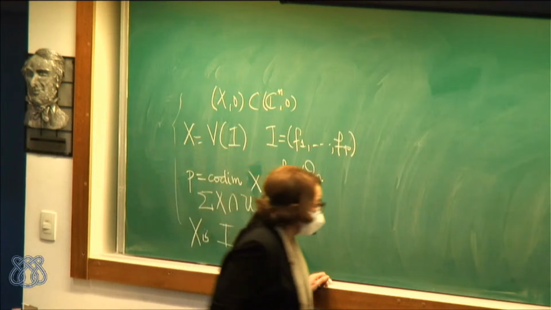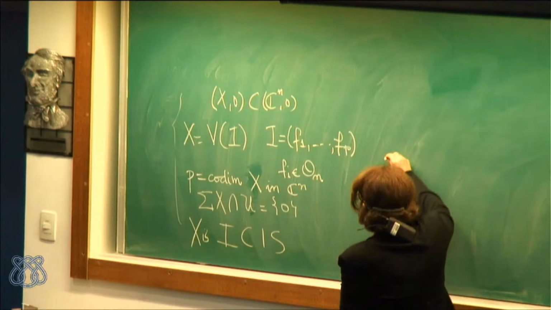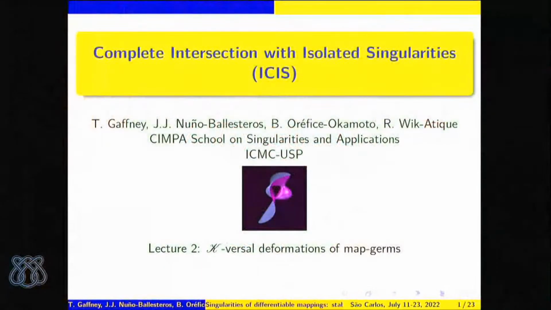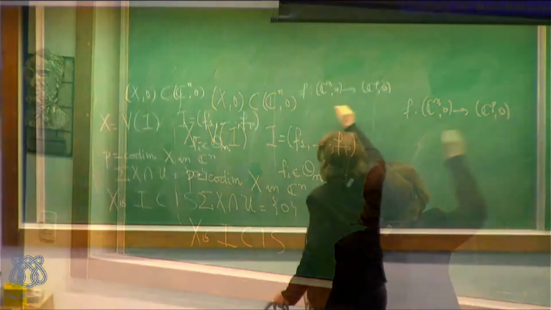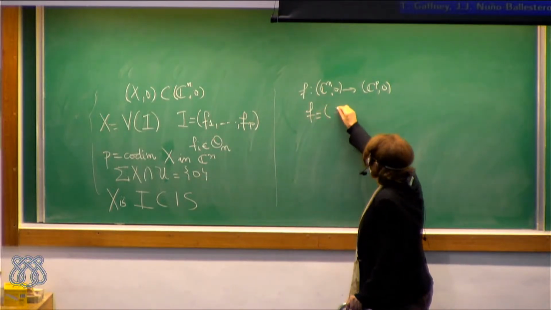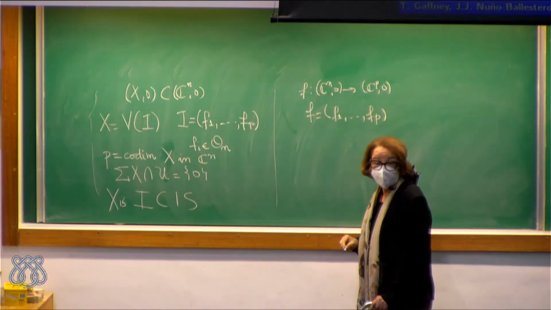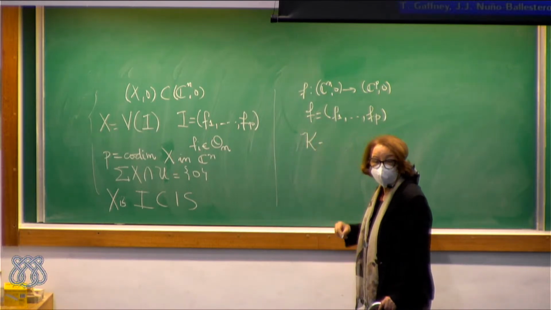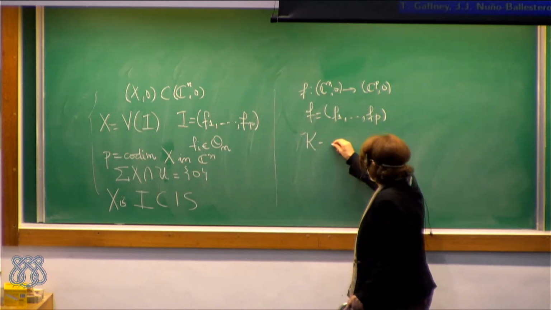On the other hand, we can associate to this ICIS a map germ from C^n to C^p, whose coordinates are exactly the generators of the ideal I, f1, ..., fp. And we know that we can study these map germs using the K equivalence.